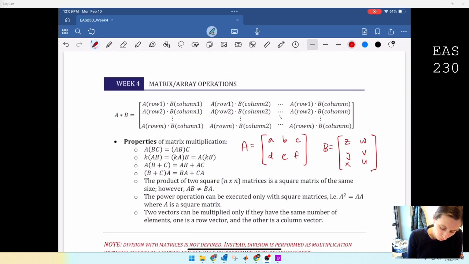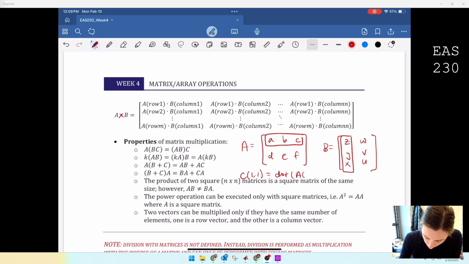So here we go. So here's essentially what we get. If I do A times B, then I'm going to take the dot product between row 1 in A and column 1 in B. So that's my first answer. C of 1, 1 is a dot product between the first row in A and the first column in B.